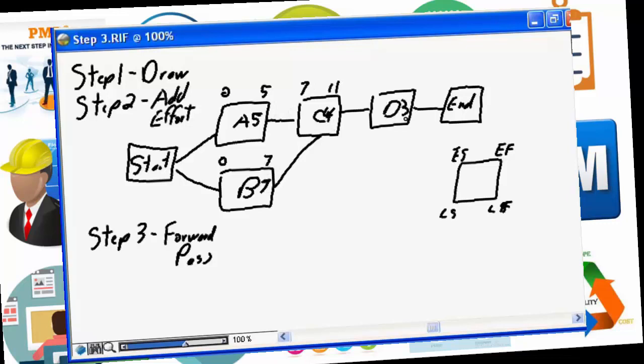Because the only dependency on D is C, its early possible start date is going to be 11, and the early finish date for D is going to be 14. So now this tells us that our project is going to be done on day 14. Day 14 is our completion date.